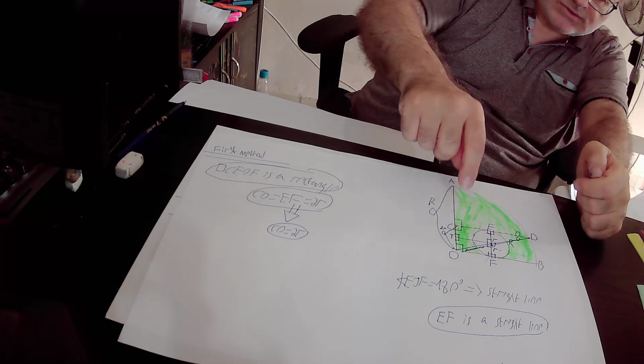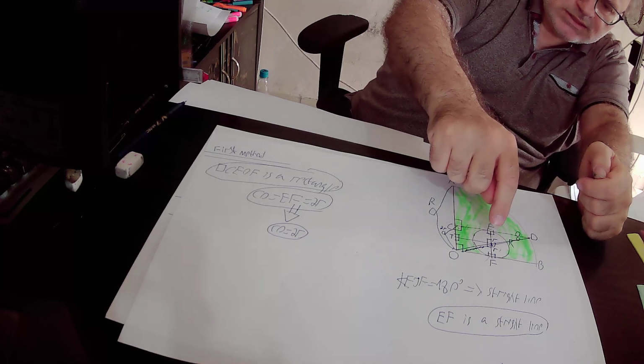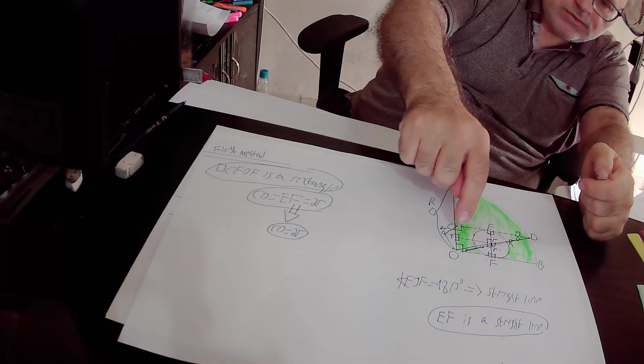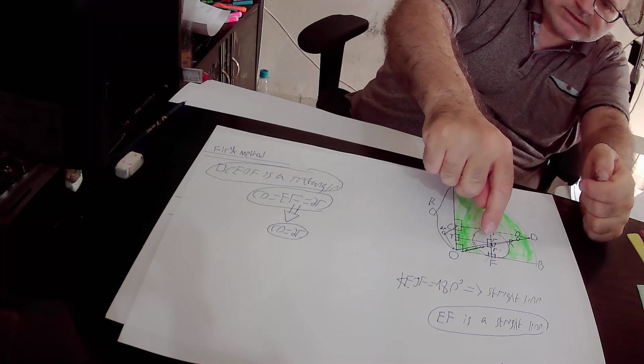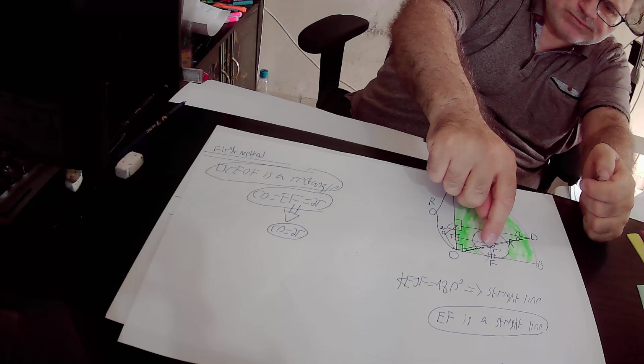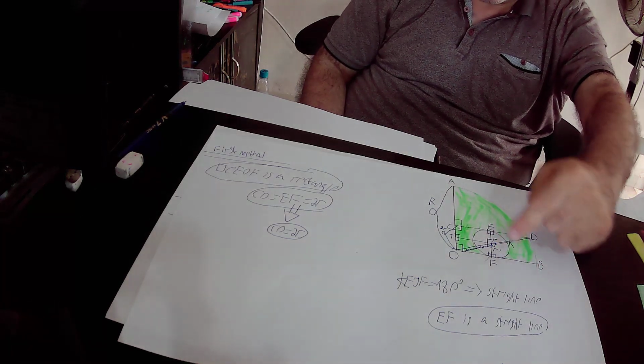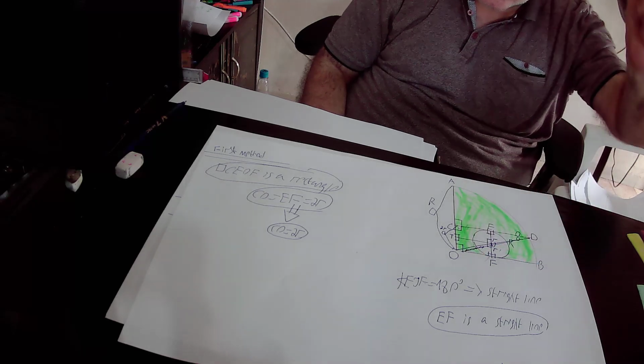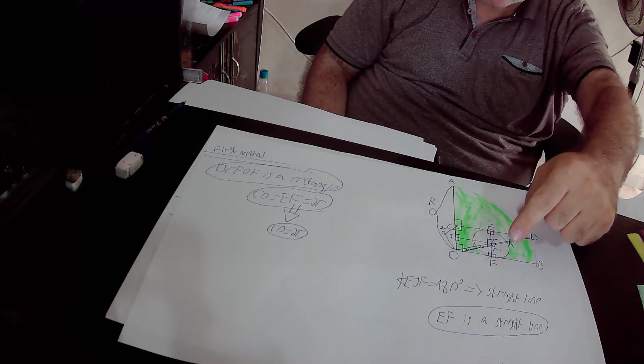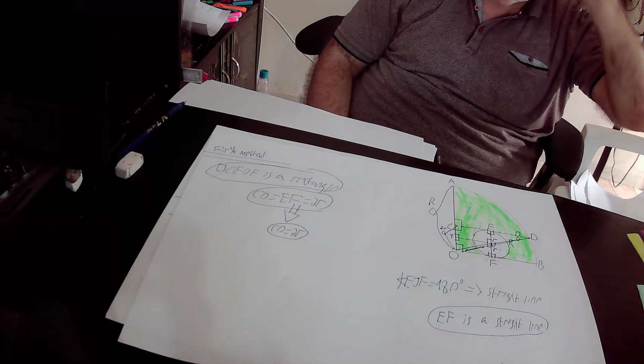90 degrees. In quadrilateral TJOF we have 3 right angles, therefore the fourth angle must also equal 90 degrees. So angle EJF equals 90 degrees plus 90 degrees, it is 180 degrees. Therefore angle EJF is equal to 180 degrees, it is a straight line.